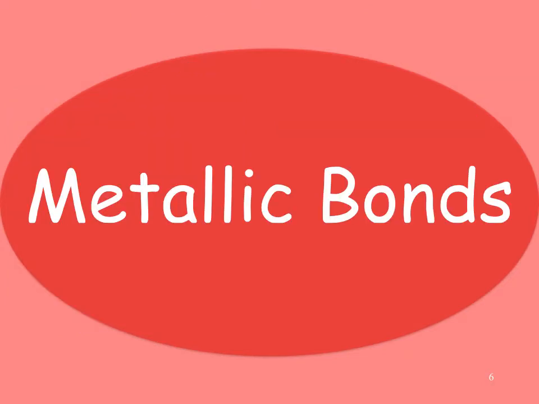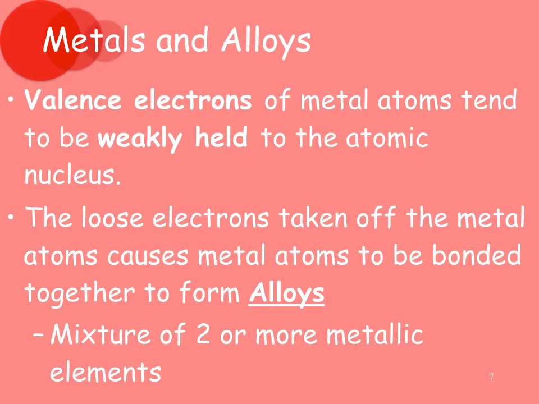So the first bond we're going to look at is metallic bonds. Make sure you label the front of your foldable on the top of page 9, metallic bonds. And we're going to open that up and take our notes. Due to metallic bonds, we have metals as well as alloys. The valence electrons of metal atoms tend to be weakly held to the atomic nucleus. So they're just hanging out there, but it's a pretty weak attraction.